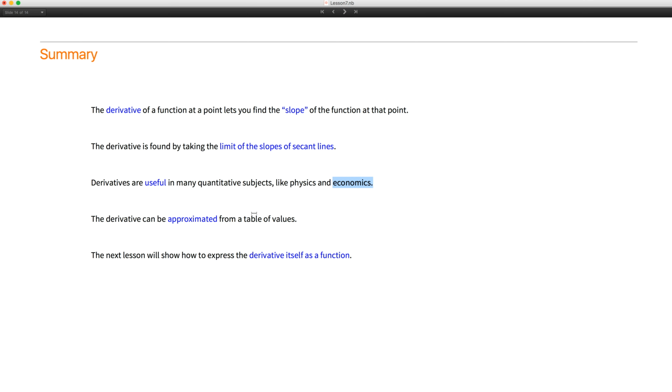Often, the only data you have is a table of values, in which case you can approximate the derivative. And so the idea is that starting from a table of values, you can find the approximate value, but of course you cannot calculate the exact value of the derivative. So that's the idea for today, the idea of a derivative and the notion of rate of change. And in the next lesson, we'll talk about the derivative itself as being a function, just like the function that you start with. So I'll stop over here.